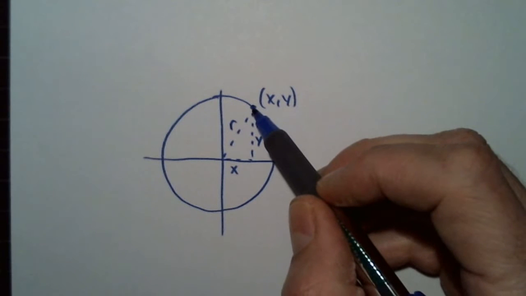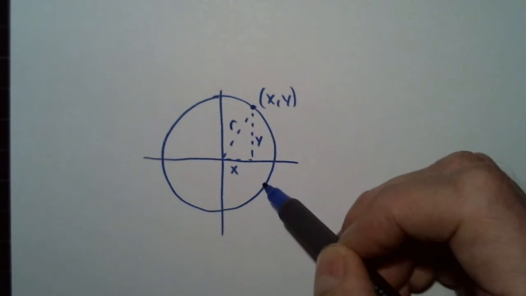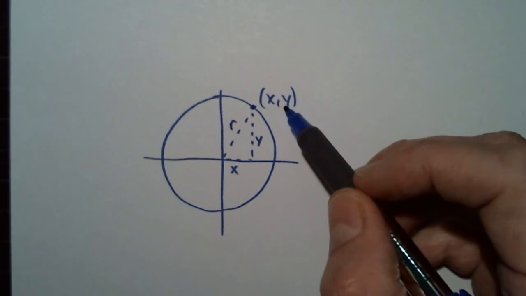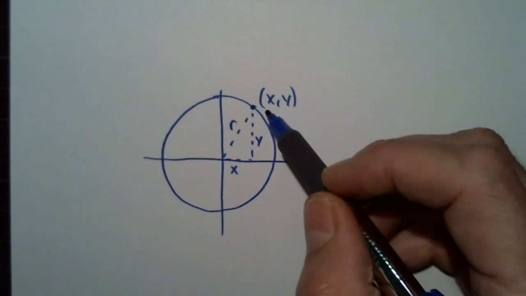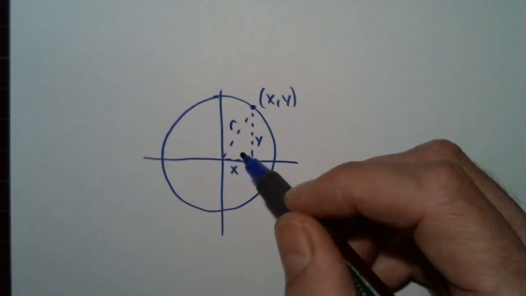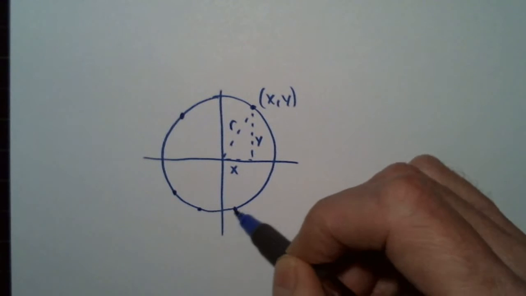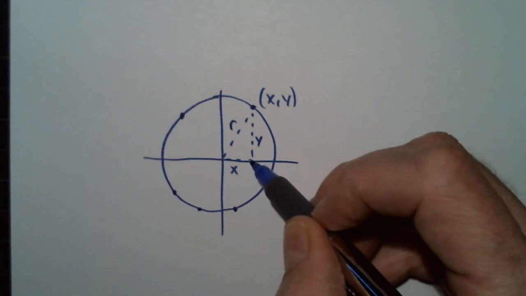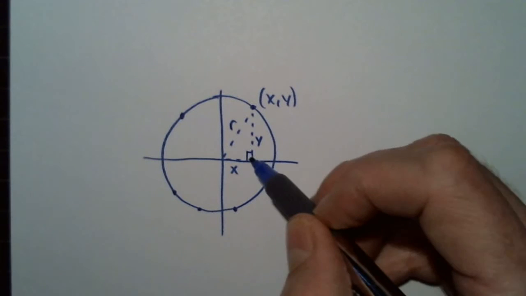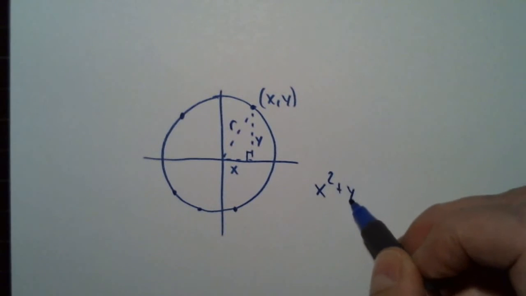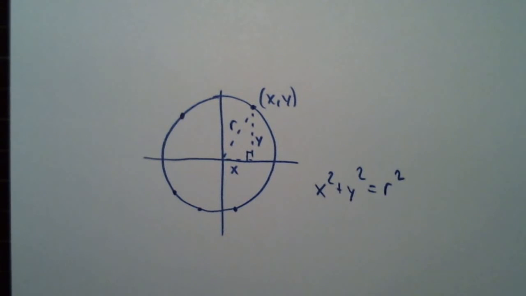Here is a point on the circle. This is any point, so I just label it with x, y, x being any x value of a point on the circle. It could be anywhere on the circle. Wherever the point is on the circle, it has an x value and a y value, and then we have a right triangle, so we can use the Pythagorean theorem, and there's the equation of a circle. It's just the Pythagorean theorem.